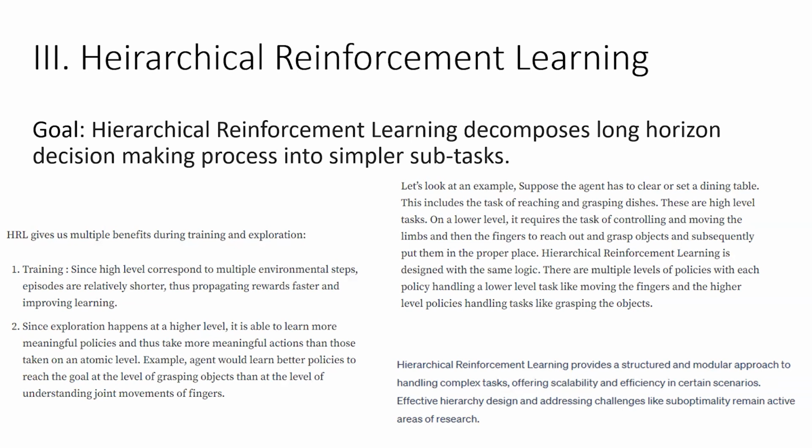So on the exploration part, since exploration happens at a higher level, it is able to learn more meaningful policy and thus take more meaningful actions than those taken on the atomic levels. For example, an agent will learn a better policy to reach the goal at the level of grasping an object than at the level of understanding joint movement or fingers.